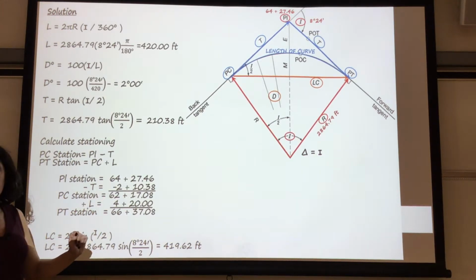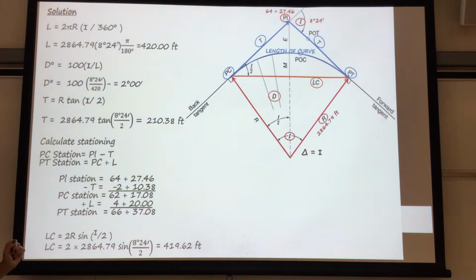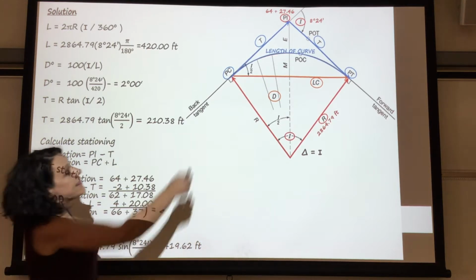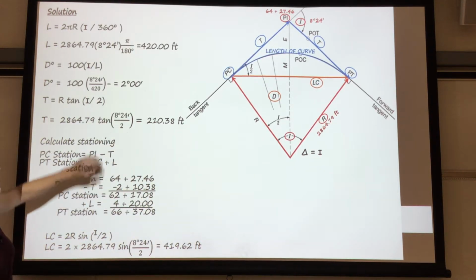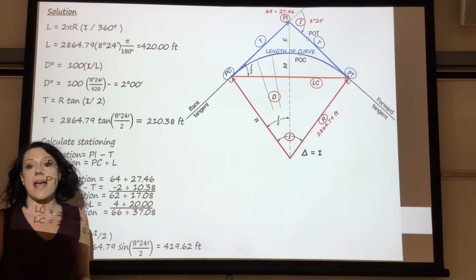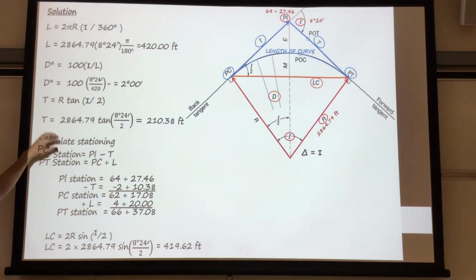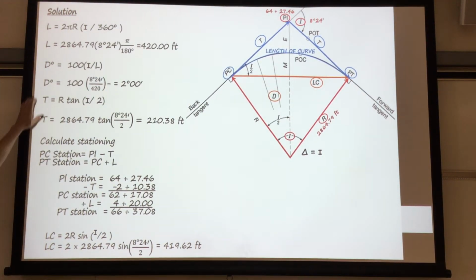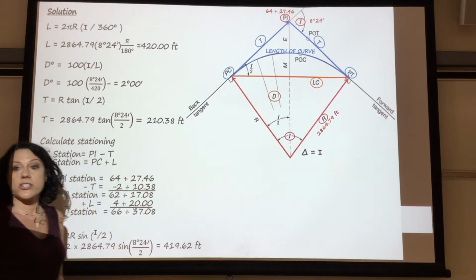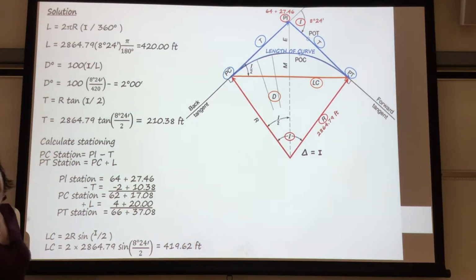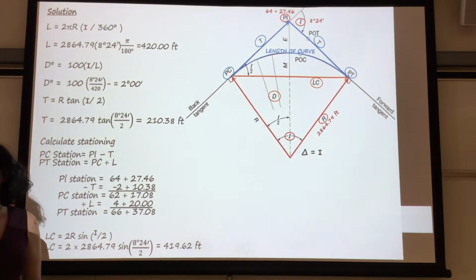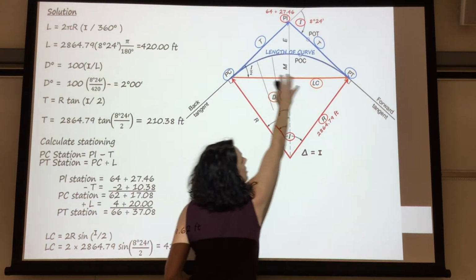Now, quick question. Because the tangent is the same, if I have the tangent and I take the PI and subtract the tangent to find the PC, then if I take the PI and add the tangent, I'll get the PT, right? No, because here's the thing. Good point. The tangent length is 210.38, but the actual length of curve, the L, is 420. So there's no way that you can add 210 back to that PI station and get the same number. It has to be the actual length of curve.